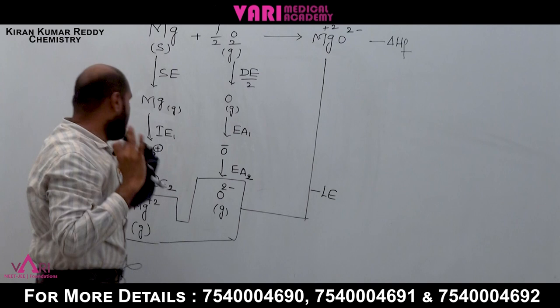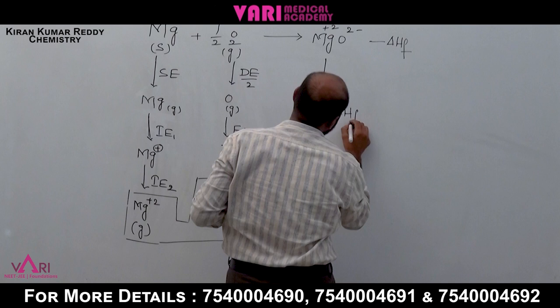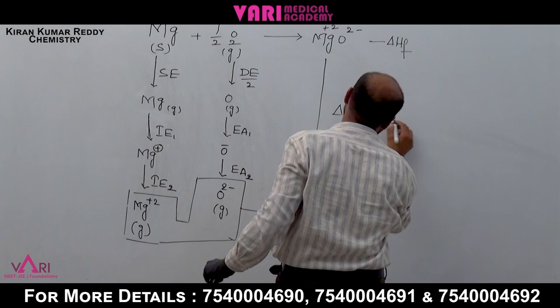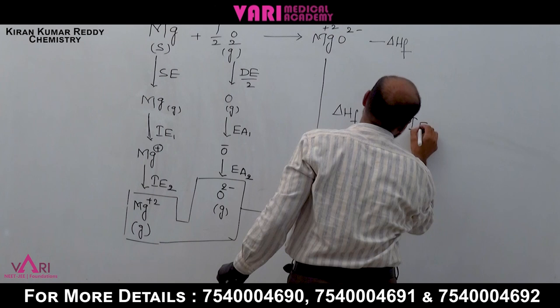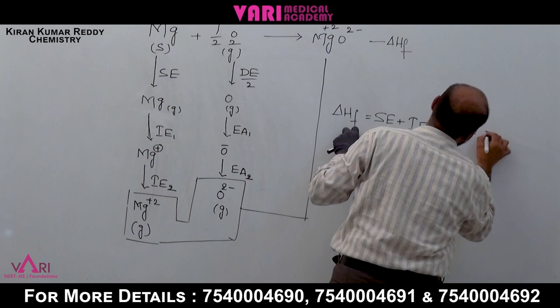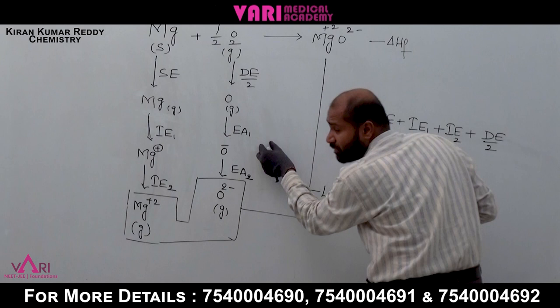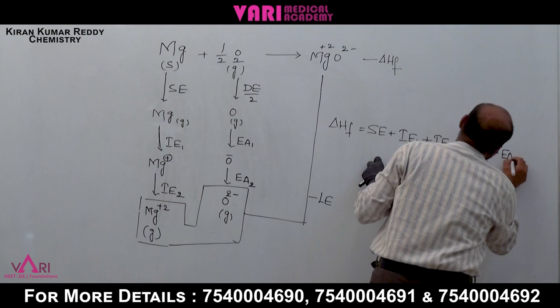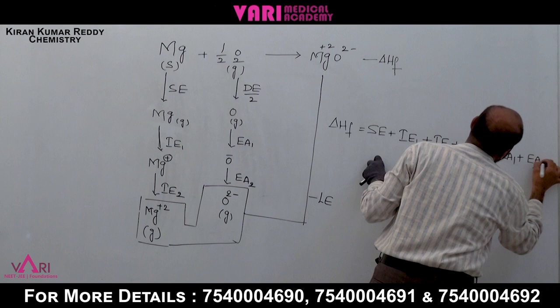Now we can write how to calculate. Delta HF is equal to, first write down, the first step is sublimation energy plus IE1, ionization energy 1, plus ionization energy 2, plus dissociation energy by 2. Next, EA1 is the amount of energy released, so minus EA1 plus EA2, minus lattice energy.